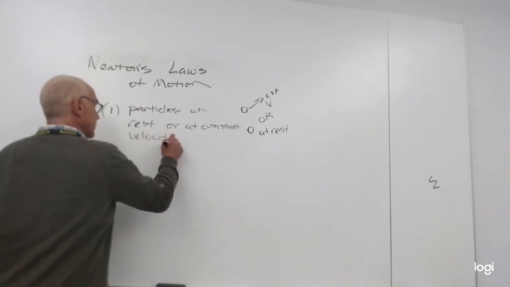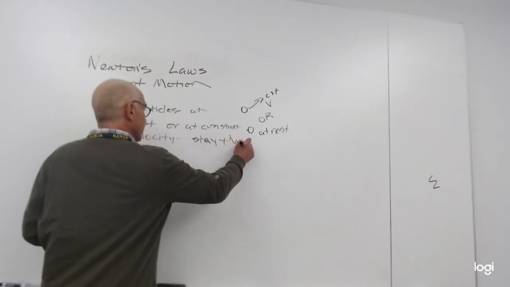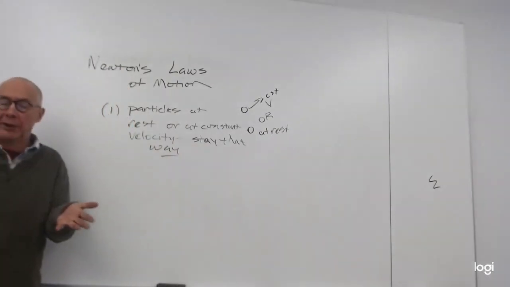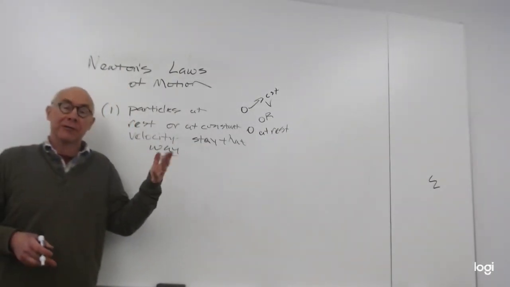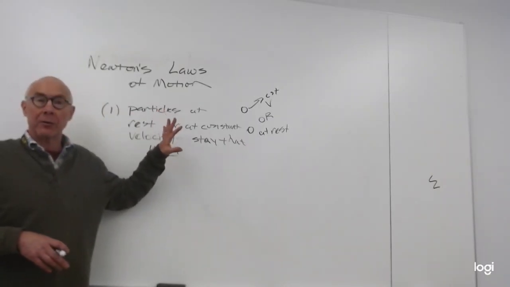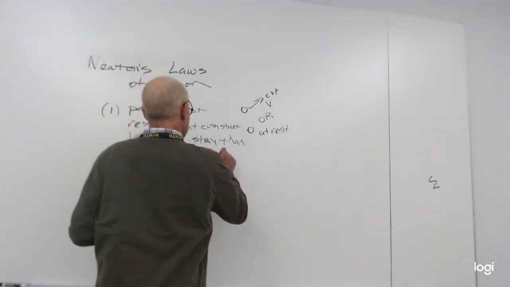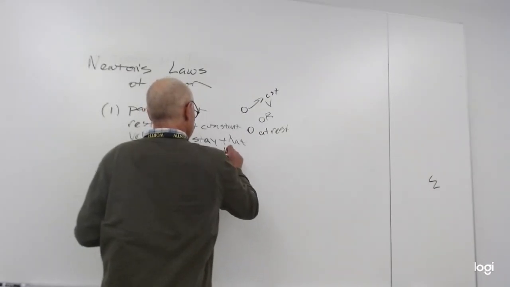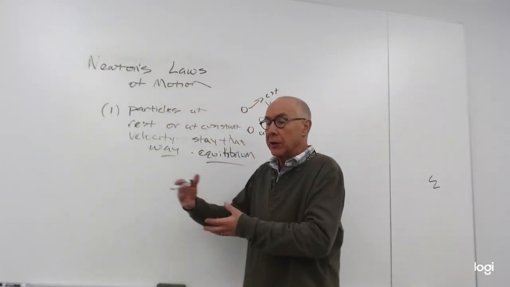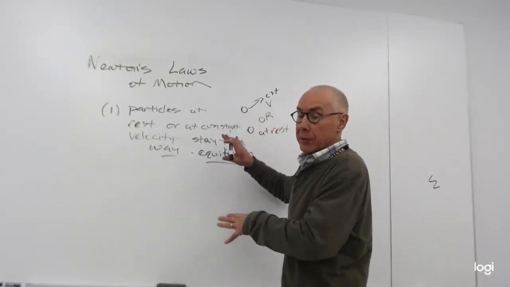I'll just write short term, stay that way. Although we know, we're really talking about things that stay that way unless we apply some other force to them. And it's important to understand that these are what we call equilibrium conditions. In other words, they reach some conditions that they like, and they're going to stay in those conditions basically forever, unless some opposing force is applied to them.